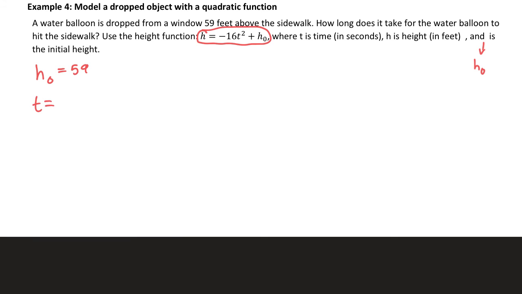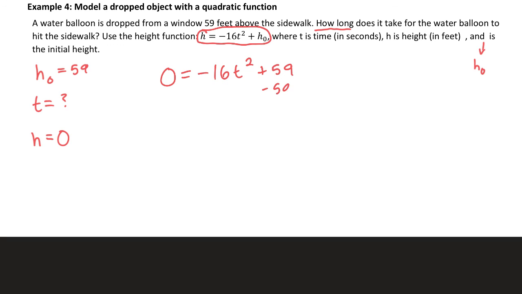The time, we do not know. We're trying to figure out how long does it take. And then we are given a height to find our time from. Height of 0 when it hits the ground. So whenever we talk about height, when something's on the ground, its height off the ground is 0. So the equation I would set up would be 0 equals negative 16 t squared plus 59. So I would just be able to solve this for t.